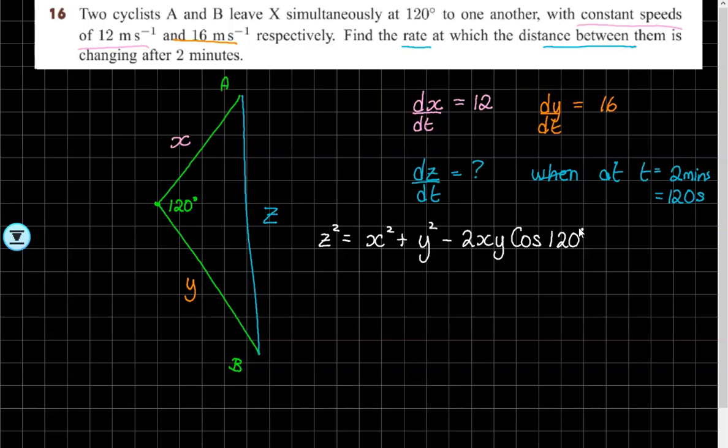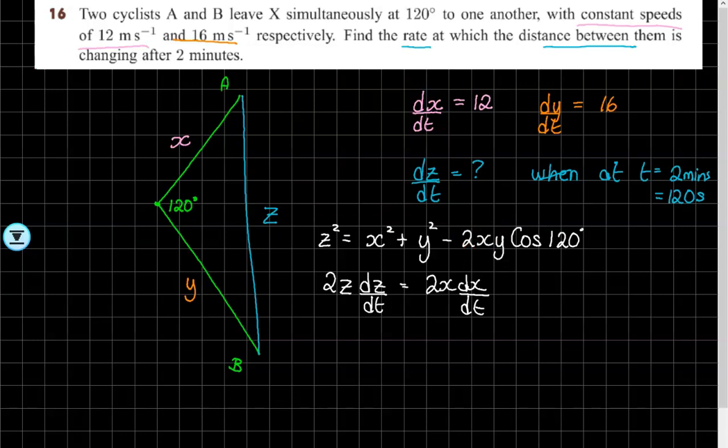Now, that's hideous, but we can still differentiate from left to right. Agreed? Because it's all with respect to time. I've got a dx by dt, a dy by dt, a dz by dt, so things are looking sharp. So we go 2z dz by dt equals 2x dx by dt. I'm going to stop here because I think you've got the gist. Be aware here you've got a product rule happening. So I strongly recommend that you work out cos of 120 times 2.